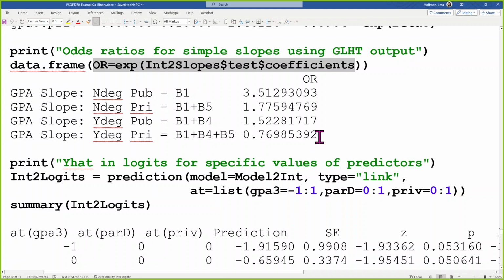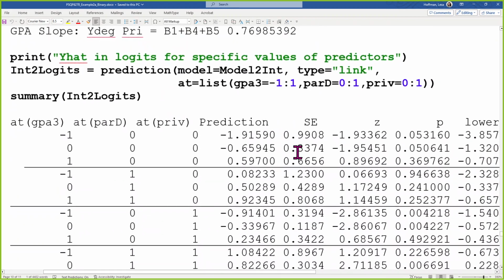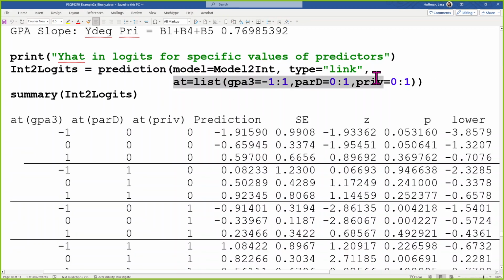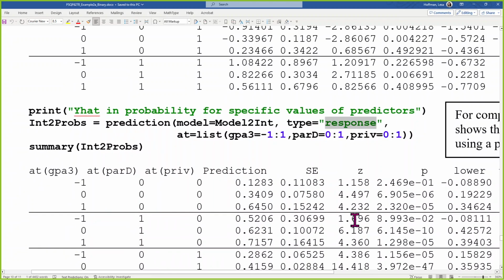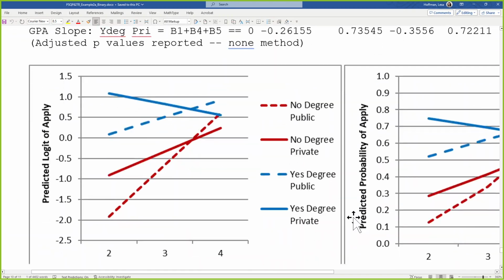So I will ask for linear combinations of things in your homework. You can compute those first and then get the odds ratio that corresponds with that. Here's some predictions. So you'll get to do a few of those. Type equals link, that means they're in logits. Type equals response means they're in probabilities. And anytime you talk about an interaction term, you better make a picture.